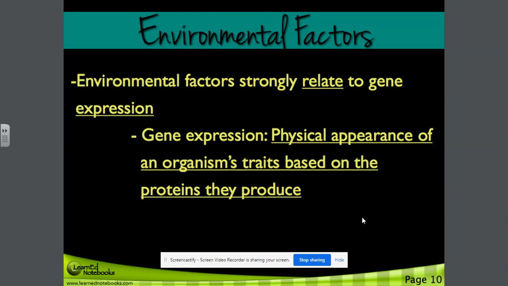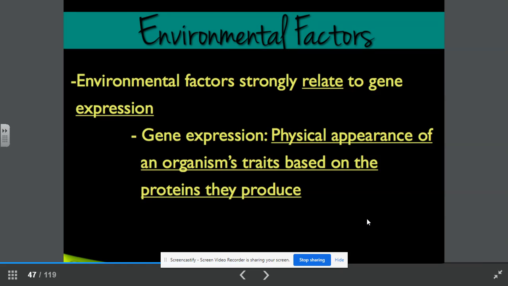Today we're going to be talking about environmental factors and the impact they can have on our genes and the genes of many different organisms, not just people. Environmental factors strongly relate to gene expression. Gene expression, recall, is the physical appearance of an organism's traits based on the proteins they produce.